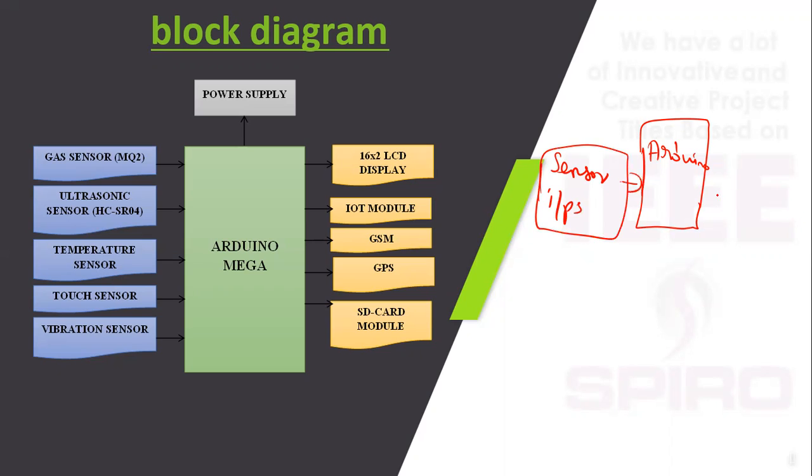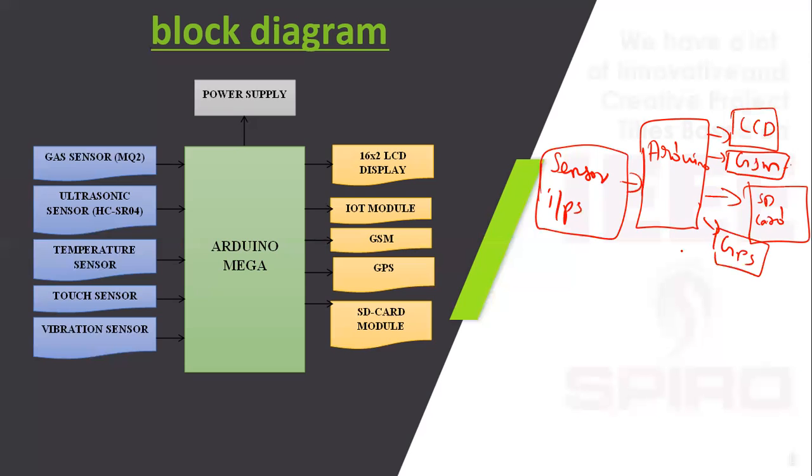The sensor values are read in the controller and stored in one memory, that is the SD card. We also display on the LCD what happened, and it also sends messages about the accident with the location. We are using GPS for the location, and it will update the accident in the IoT to monitor in which location the accident occurred. So this is the concept of our project.